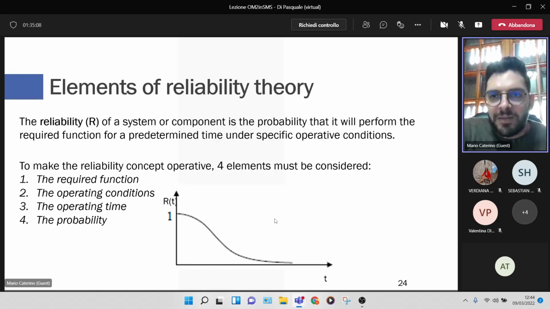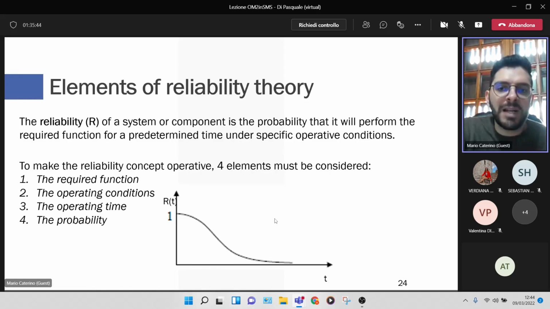What is the required function of a system? For example, for a car, the required function can be to complete a certain trip under any operating conditions, considering, for example, safety rules, or to complete a trip respecting the rules of the road. So in this case, we are specifying the required function of the system.